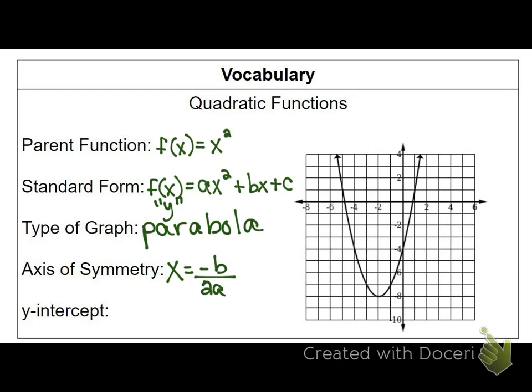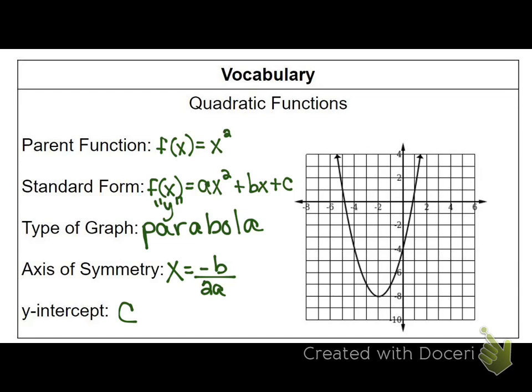Then the y-intercept. The y-intercept, there's 2 ways that you can really find it, but the easiest way is just to refer to your c. So the c in your standard form right here, that's going to be your y-intercept, or where the graph crosses through your y-axis. Okay? So those are going to be the terms that we're really going to focus on today. Finding the axis of symmetry, finding our y-intercept.